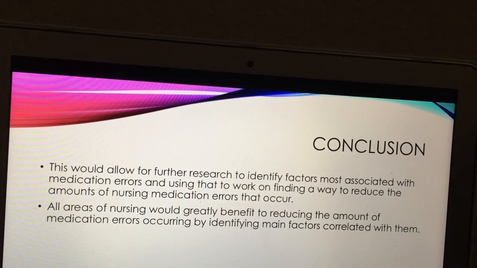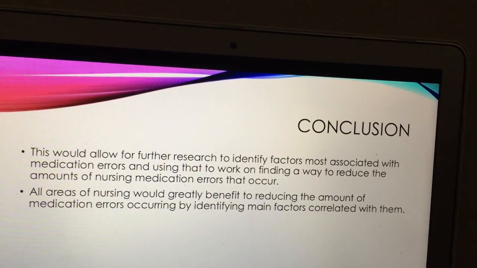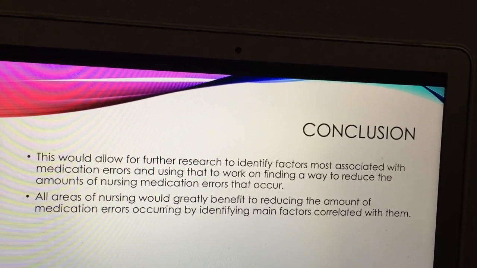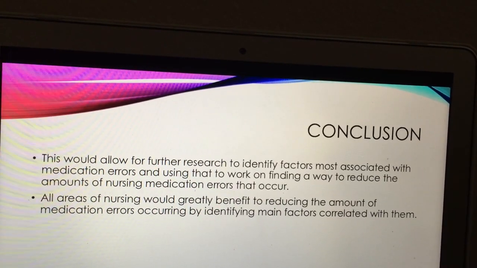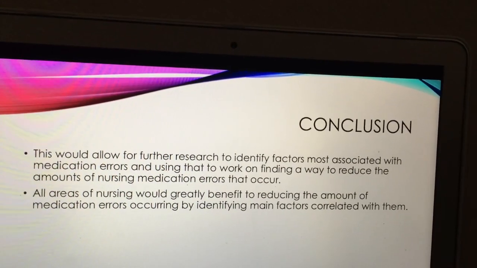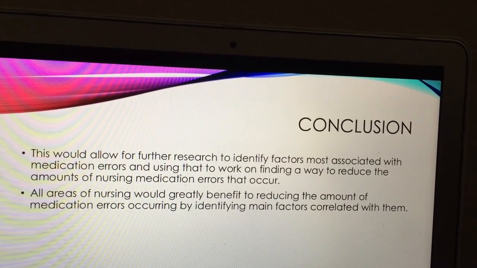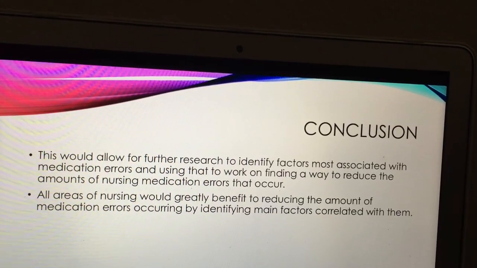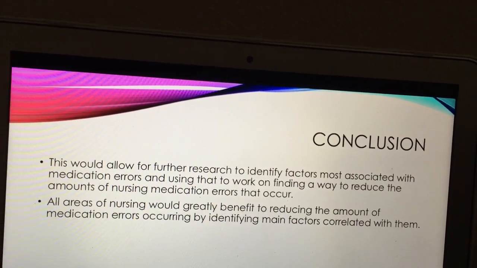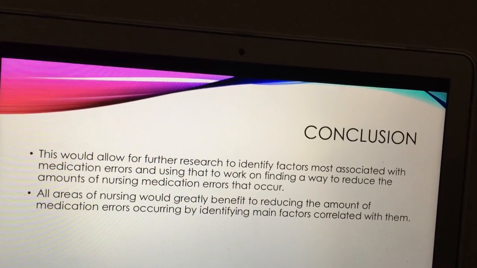In conclusion, this would allow for further research to identify factors associated with medication errors, and using that to work on finding a way to reduce the amount of nursing medication errors that occur in nursing facilities. All areas of nursing would greatly benefit from reducing the amount of medication errors occurring by identifying main factors correlated with them.